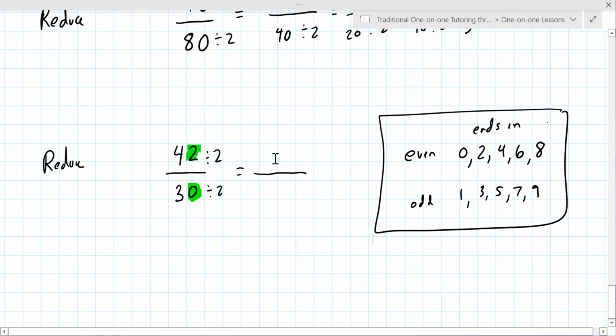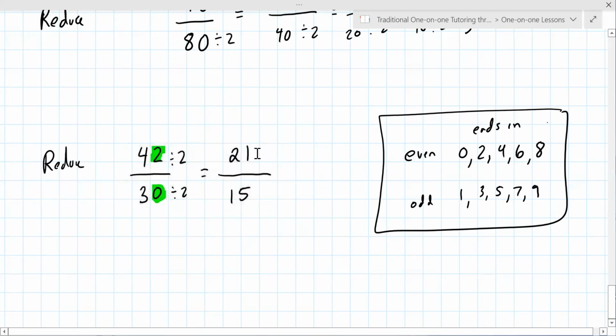These are both divisible by 2. So 42 divided by 2 is 21. 30 divided by 2 is 15. Okay, and we're in a good spot here, but the problem is 2 doesn't work anymore because the first one is odd and the second one is odd. So we know it doesn't work. Now, does 3 work? You try 3. Well, 21 is 2 plus 1, or 3. 15 is 1 plus 5, or 6. Those are both divisible by 3.